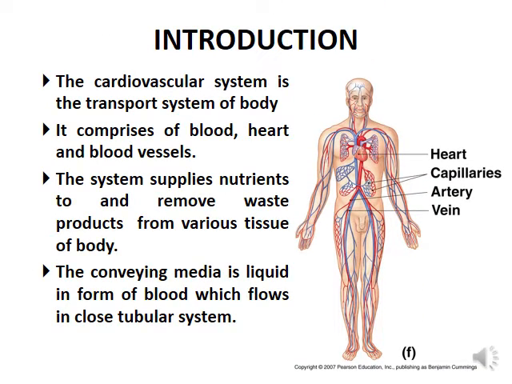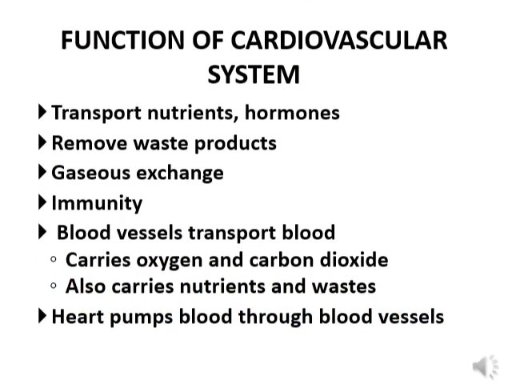So the cardiovascular system is the main transport system of the body. Remember, we are talking about transport. The main function of transport is to circulate nutrients, to remove waste from the body, and to transport oxygen, etc. So we need a pump, we need a fluid or a medium of transport, and we also need vessels or connecting pipes. In this case, the medium is the blood, which flows in closed tubes or vessels.